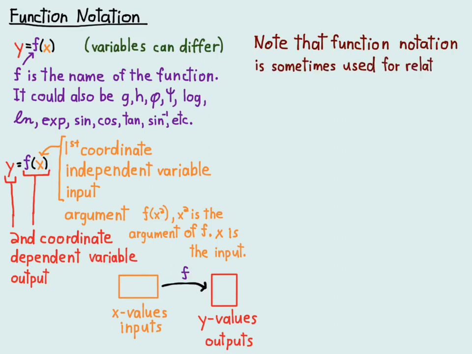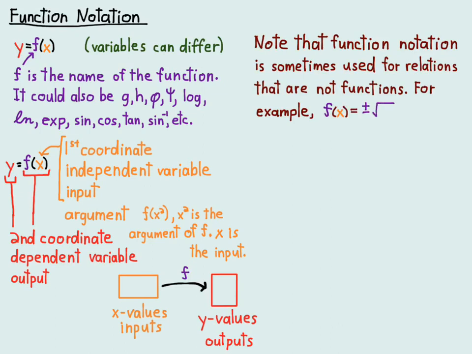So note that function notation is sometimes used for relations that are not functions. Okay, so for example, this is really common. F of x equals plus or minus square root of x. This is not a function because, as we saw before, the input 4 goes to both 2 and minus 2. So it's not a function. But we still use the letter f, and we still use function notation. So you'll have some problems where it'll say, does this formula represent a function? And if they gave you this one, you would say no. You wouldn't say yes because it's written in function notation. Don't let yourself get confused.